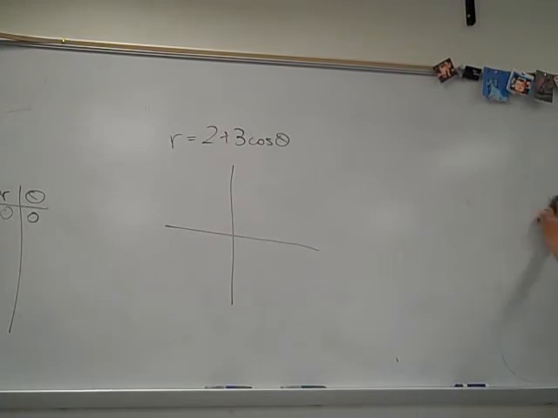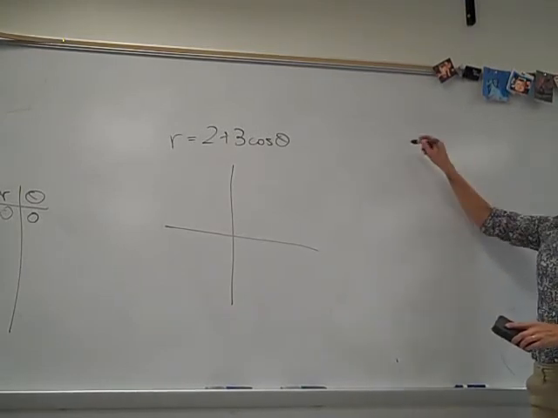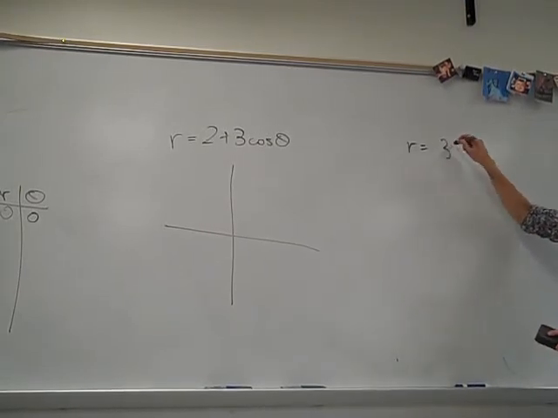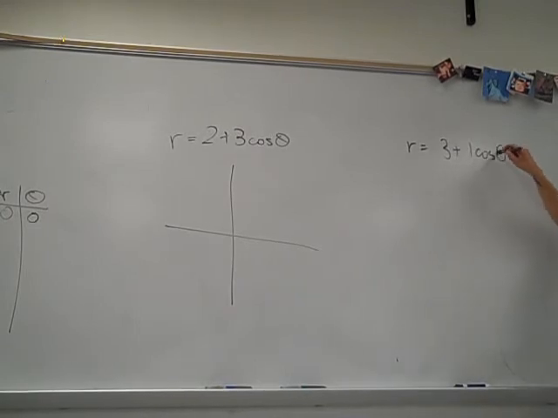Let's do this one, too. I want to add one to that list, because we just saw when the two numbers were the same. What if I did 3 plus 1 cosine theta? It'd still be the same idea, right? But I don't think that one has a loop. No, that doesn't have a loop. I graphed it one time. Yeah, that doesn't have a loop.